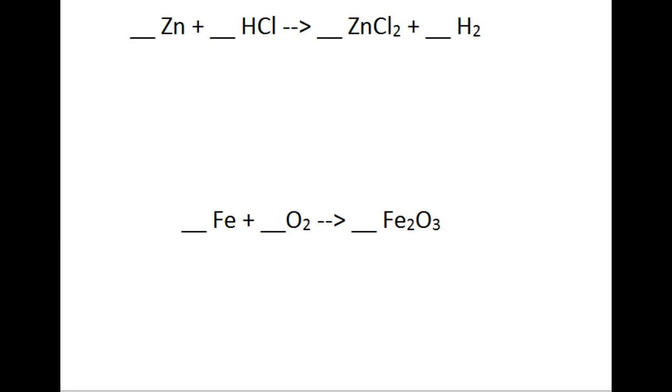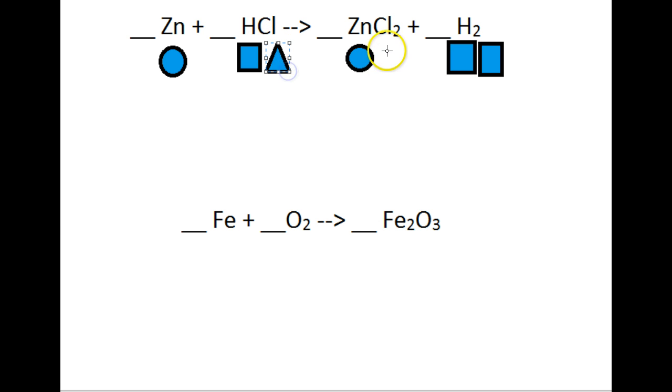So to balance visually, we want to represent the different elements. So we put down a symbol for zinc, a symbol for hydrogen, and a symbol for chlorine. Now we ask students to look at this and to figure out what's off.